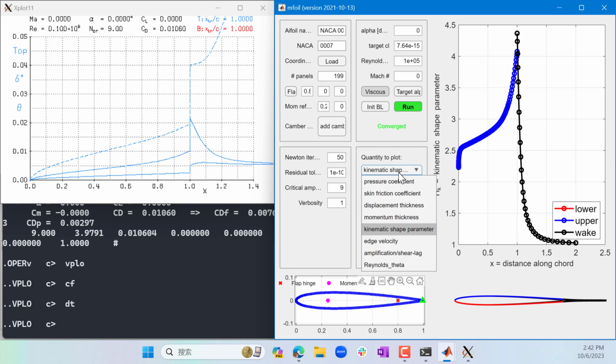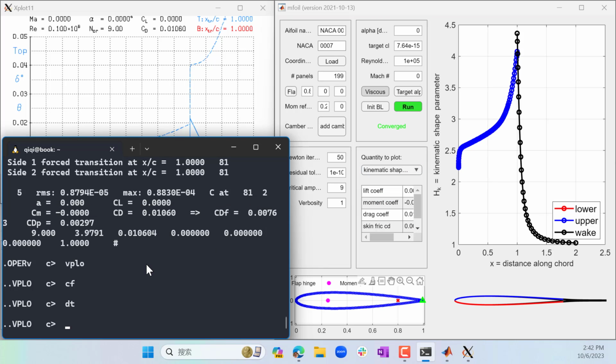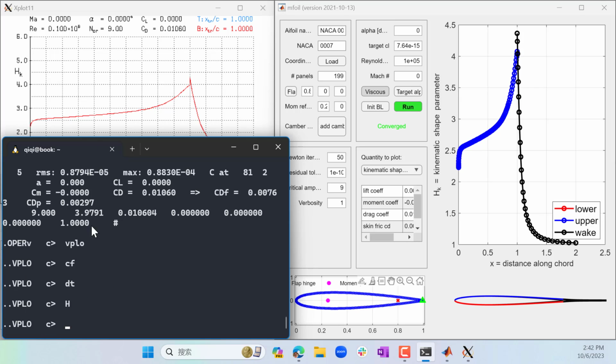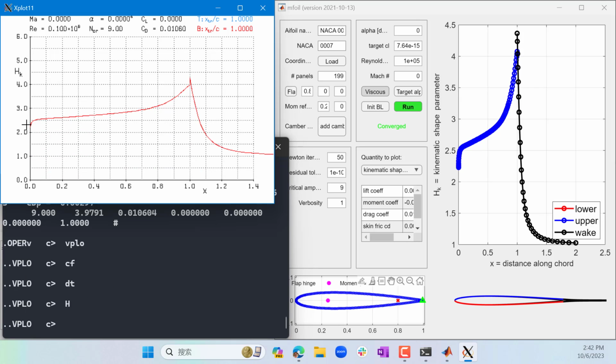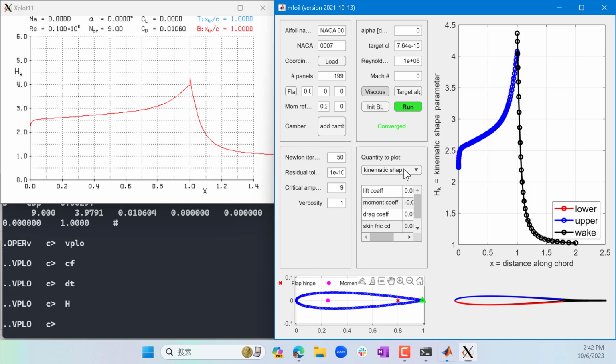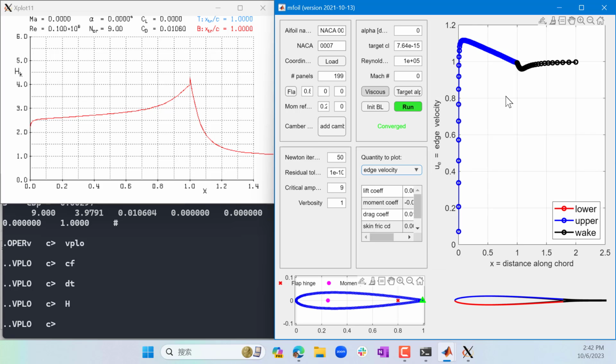And in Xfoil, just typing H gets you the shape factor. And edge velocity is the velocity outside of the boundary layer. So that's the denominator we use when we are integrating the velocity profile for the displacement and the momentum thicknesses.